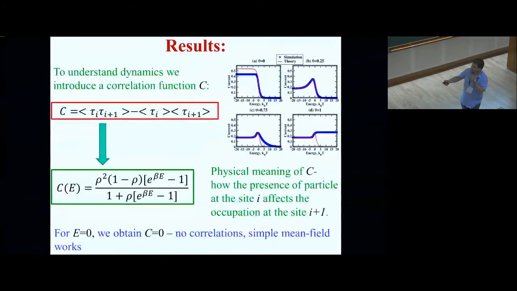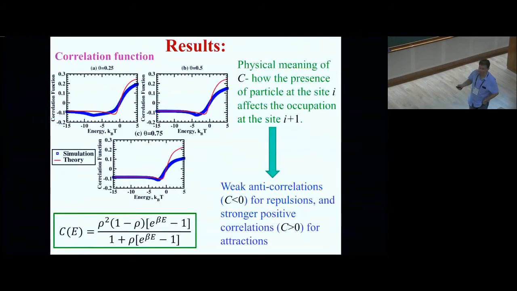So we can define this function, which we call correlation. This function has a very simple physical meaning. If there is no correlation, that would be zero. Any deviation from zero is a correlation. If it's negative, it's anti-correlation. If positive, it's positive correlation. The physical meaning is very simple: if I have a particle at a given site i, what is the probability that I will have a particle at the next site, or next nearest neighbors after, and so on. And we can calculate these things in our own theory.